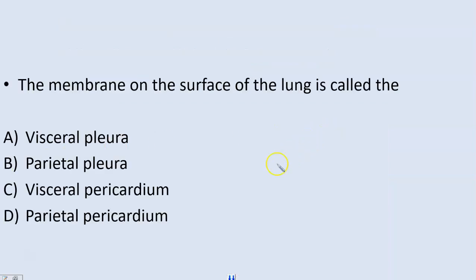So let's answer this question real quick and see if we can do this. This is the membrane on the surface of the lung, so it's lung, so we know it's not the pericardia because that means heart, right? And it's on the surface, which means it's actually touching the lung, and so the one that's actually touching the lung is the visceral pleura.